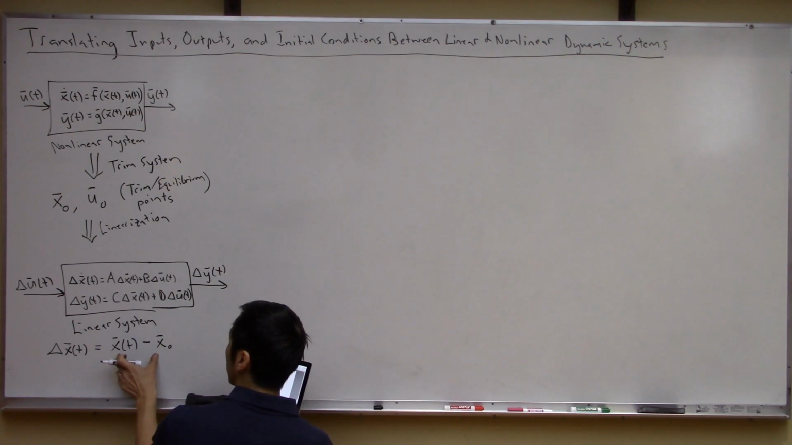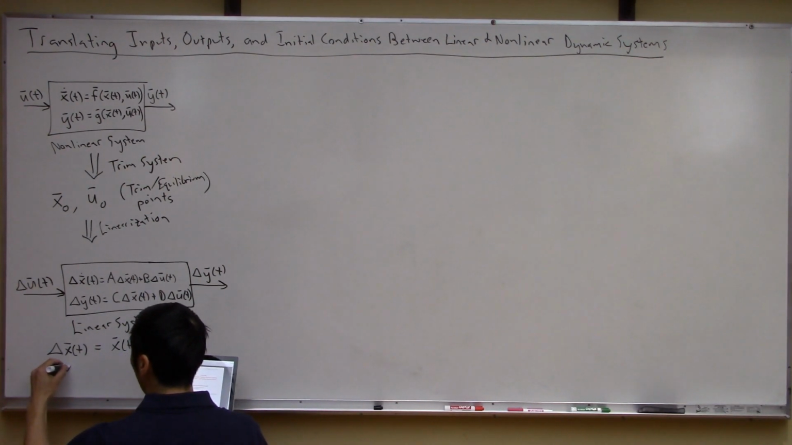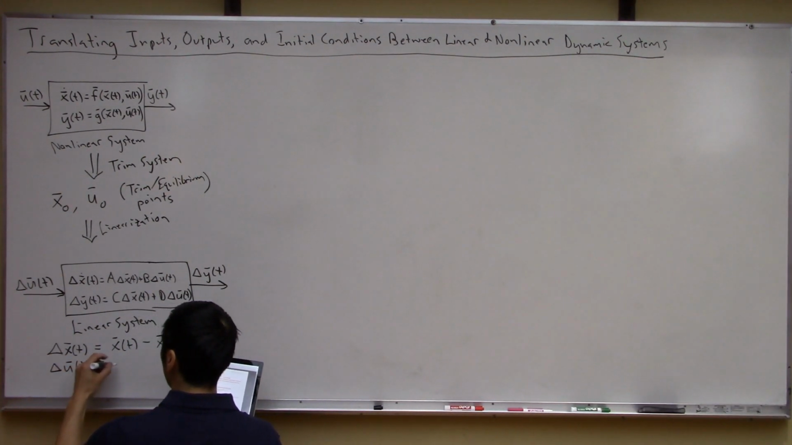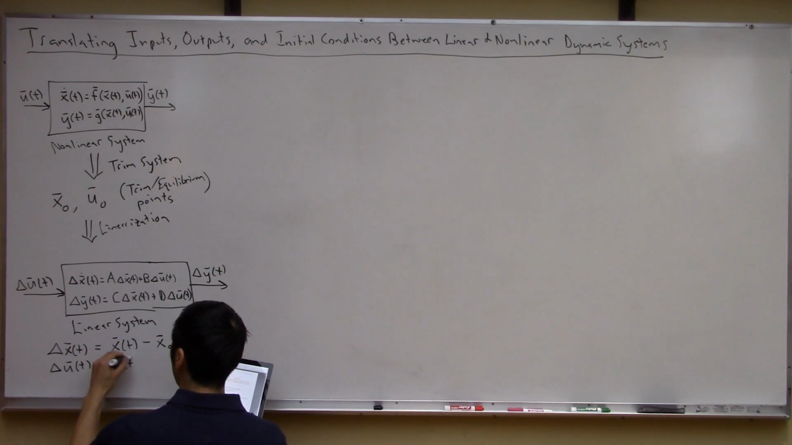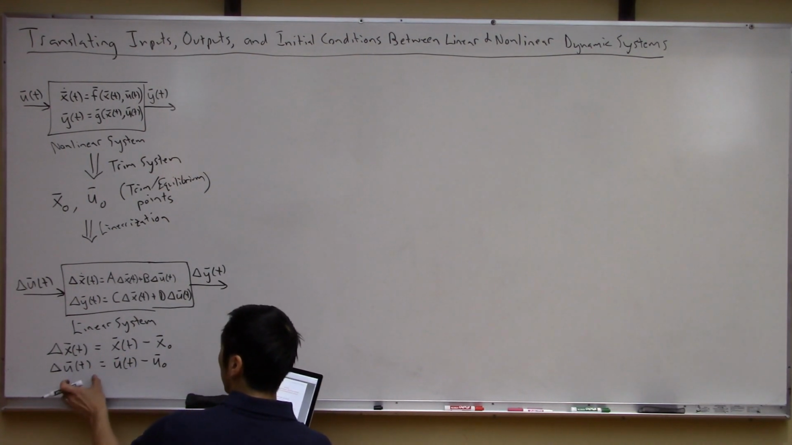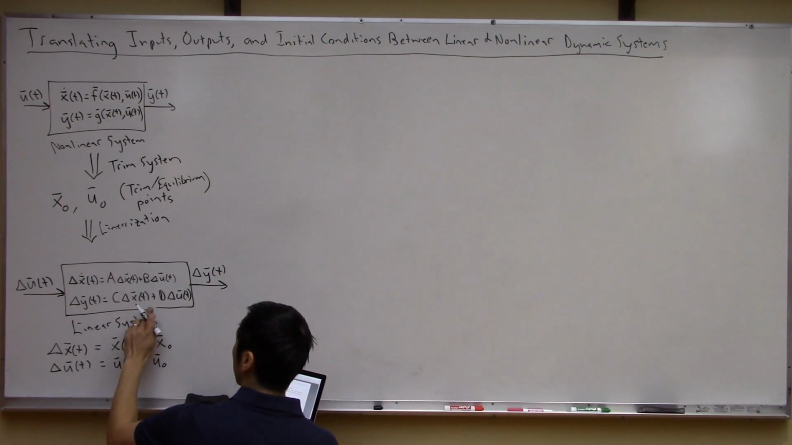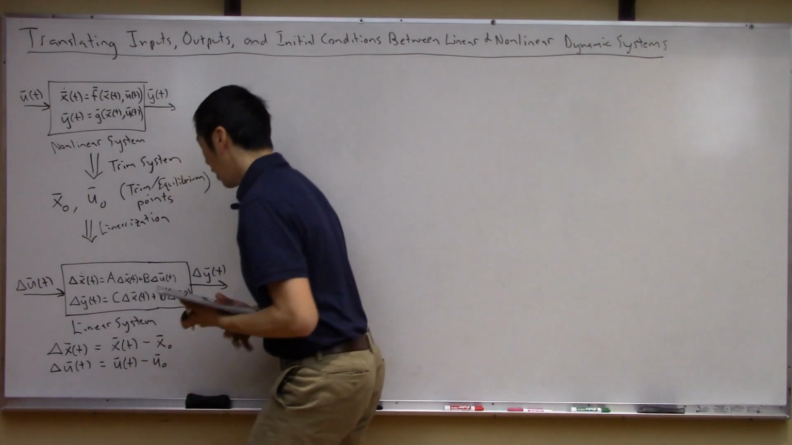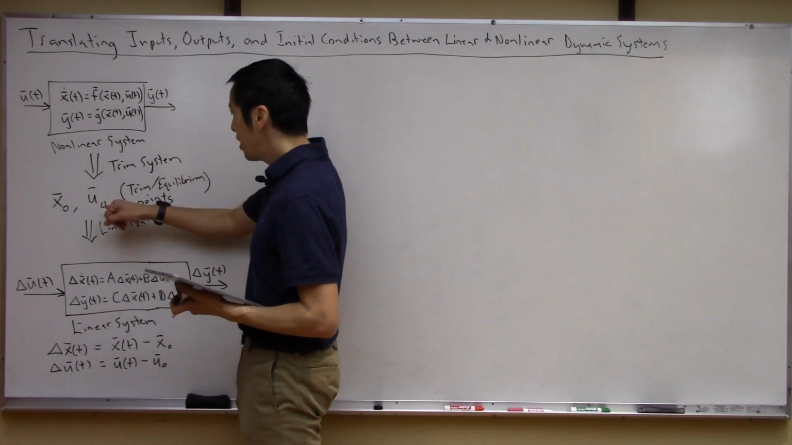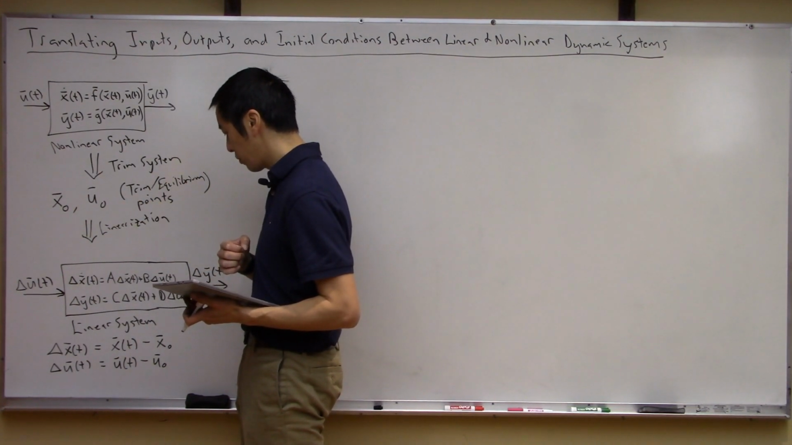So this is how far the state of the system has moved from the trim point, and we define that as delta x. Similarly, delta u is just going to be u of t minus u naught. So this is the idea of perturbations from trim, or this linear system is basically describing and measuring how the system operates near this point as you move away from these locations.